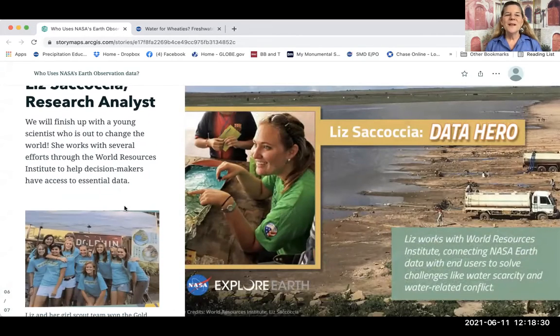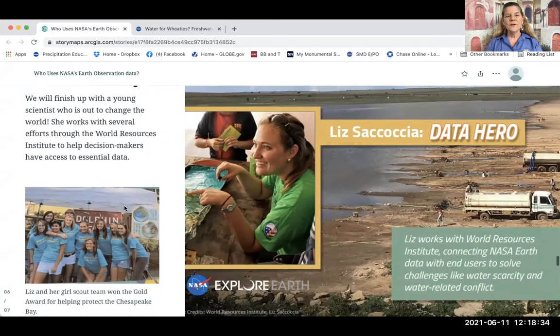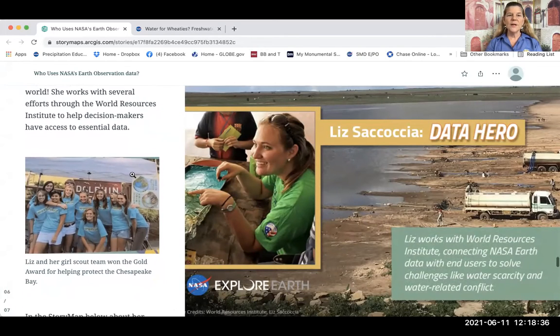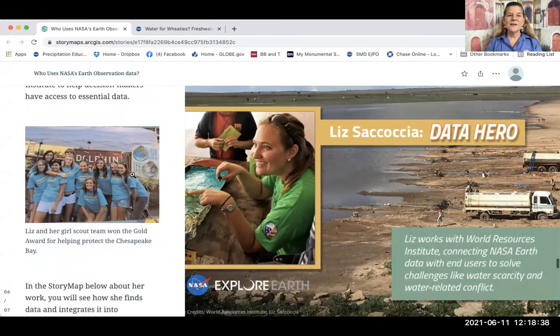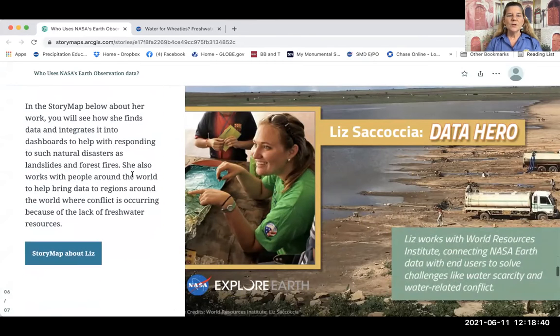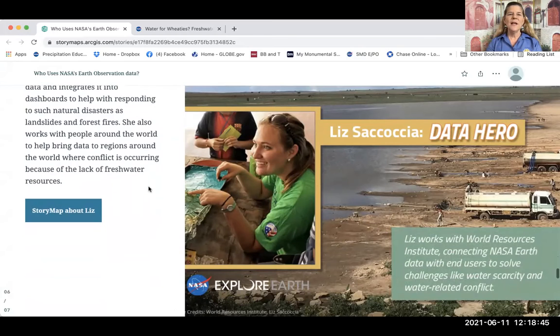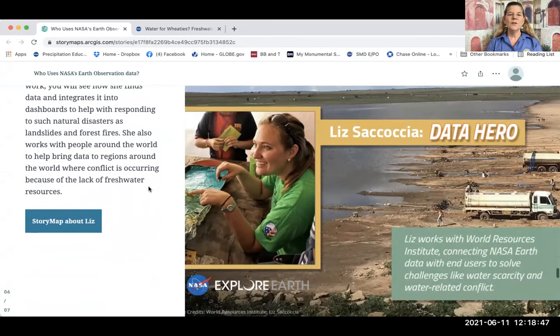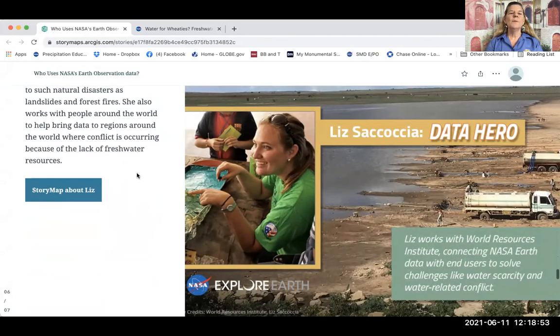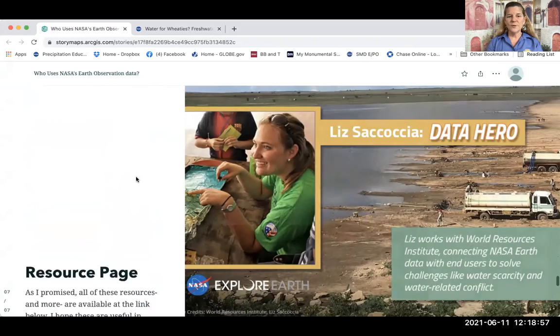And we'll finish up with a young scientist who is out to change the world. She works with several efforts through the World Resources Institute to help decision makers have access to essential data. In the story map below, you'll find out how she finds these different data sets and integrates them into dashboards to help with response to natural disasters like landslides and forest fires. And she also works with people around the world where there is conflict because of lack of freshwater resources.